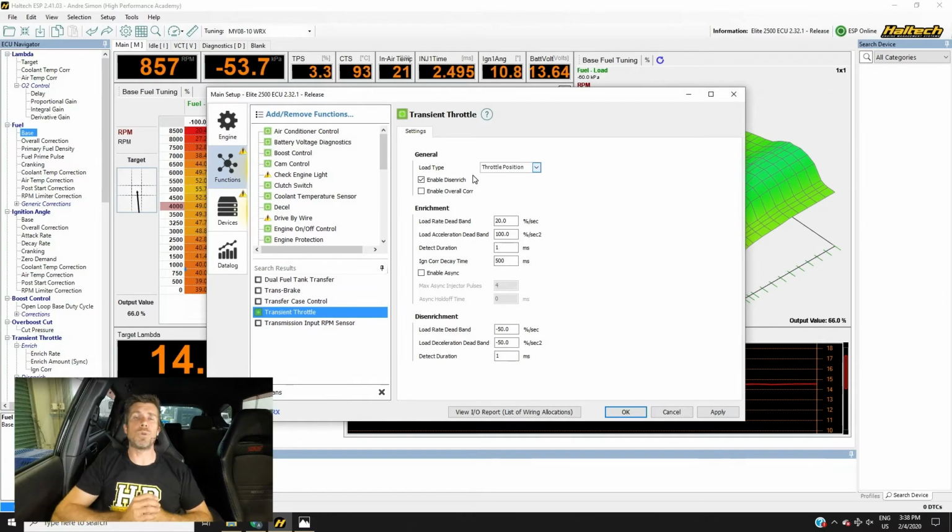That's absolutely up to you. What you will find is that while the engine is incredibly sensitive to transient enrichment on acceleration, so when we tip into the throttle, if that isn't right, you're going to feel the car hesitate. It's not going to be smooth. It's going to be horrible to drive.